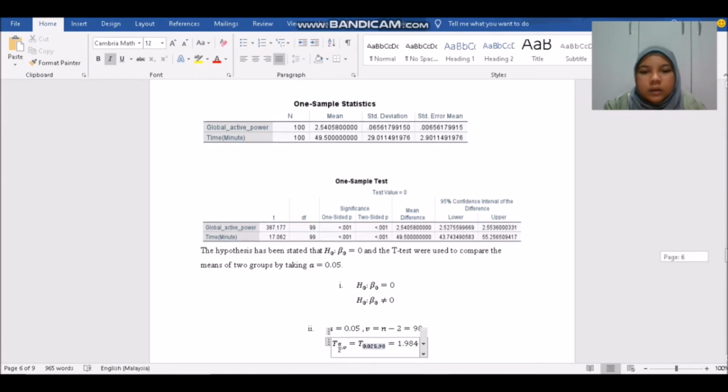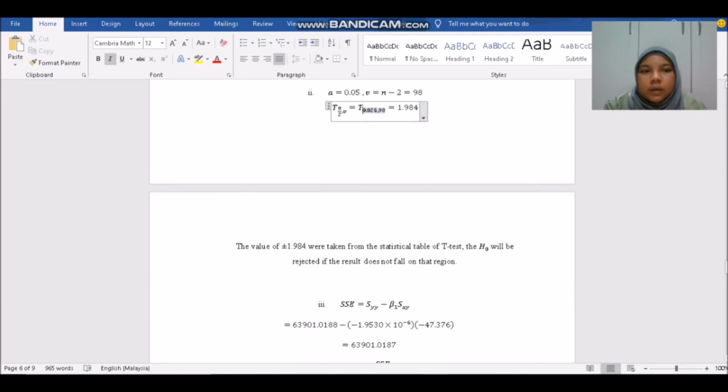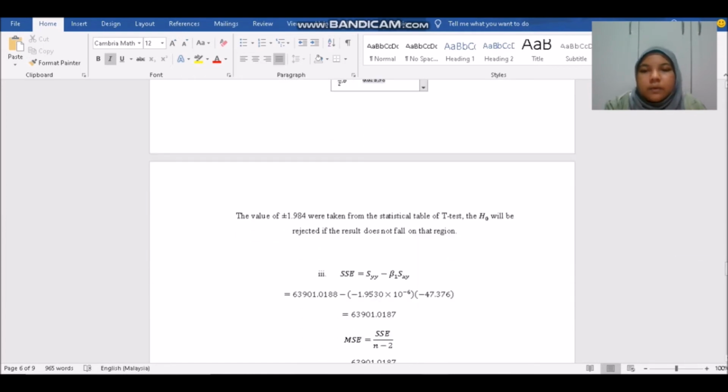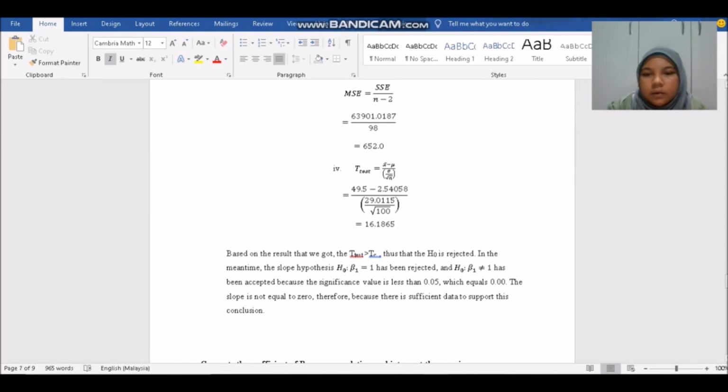From what we got, TC equals 1.984, the same as before. The values of plus minus 1.984 were taken from the statistical table of the t-test. The hypothesis will be rejected if the result does not fall in that region. Based on the result that we got, the t-test value is bigger than TC, thus the hypothesis is rejected.